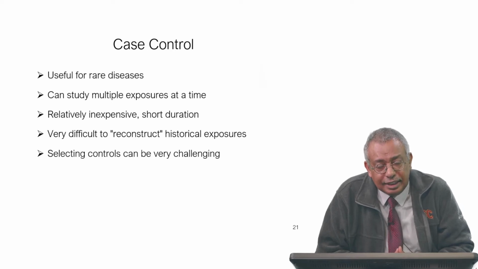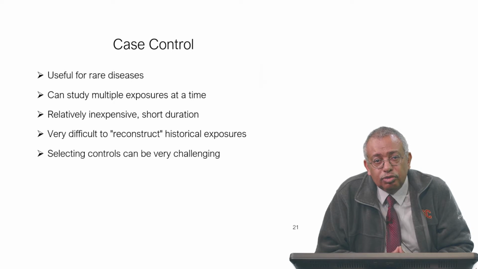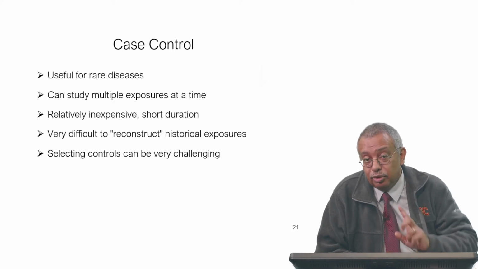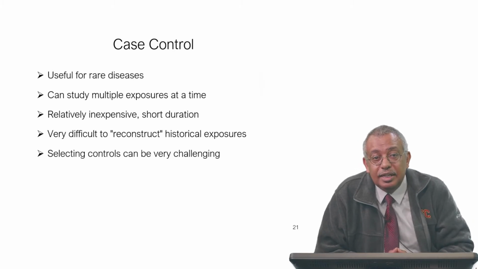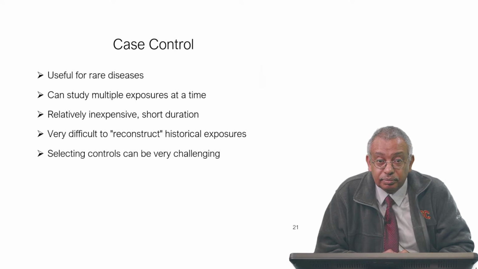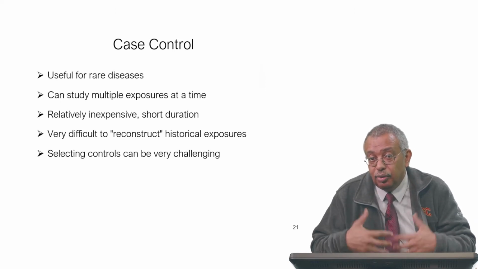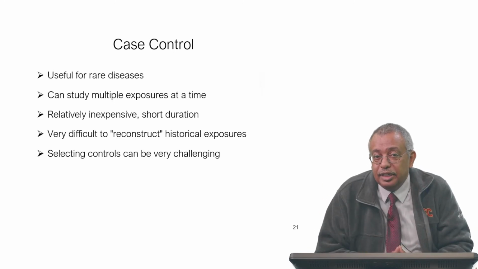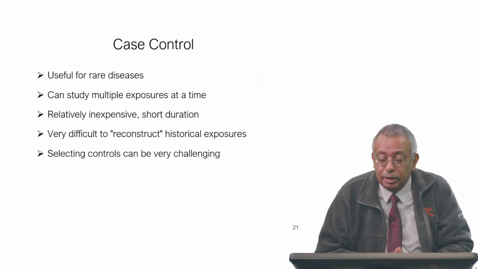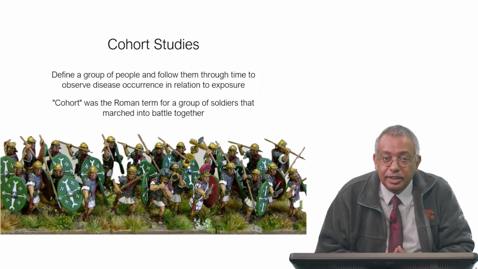So, as I said, case control studies are useful for rare diseases. You can study multiple exposures at a time. Remember, for cross-sectional, we said multiple outcomes. It's relatively inexpensive, and you can do it in a very short duration. It's very difficult to reconstruct historical exposures sometimes, and this could be a problem. And sometimes selecting controls could be very challenging. So even though it has a lot of value and a lot of practical implications, there could be some challenges as well that might lead to some sort of bias.